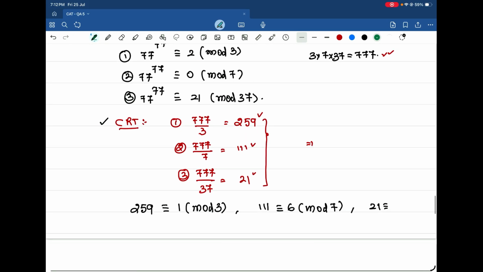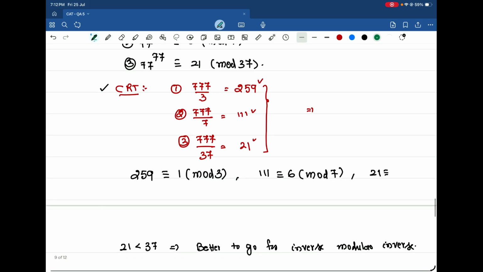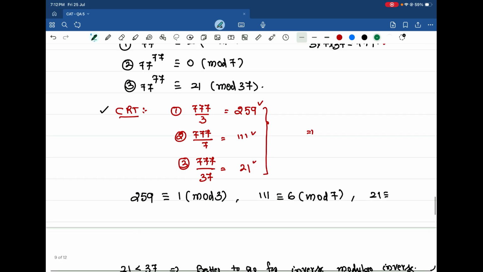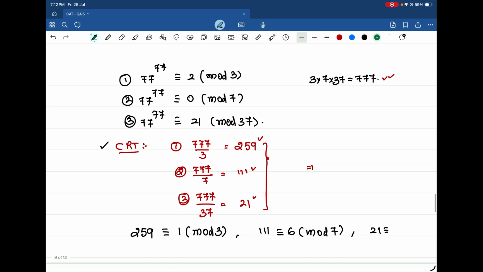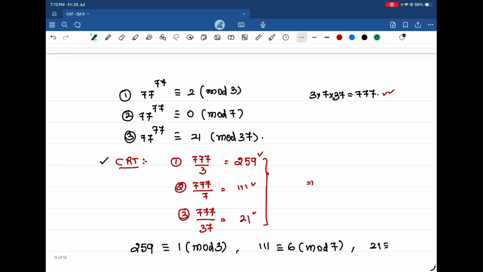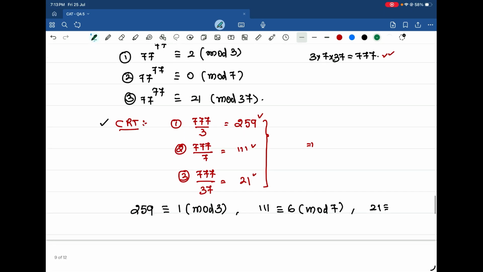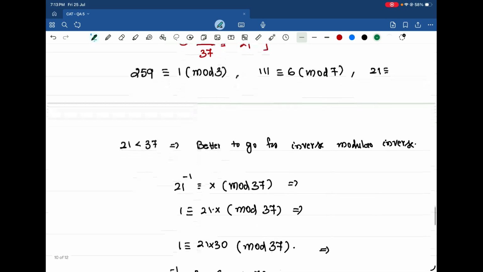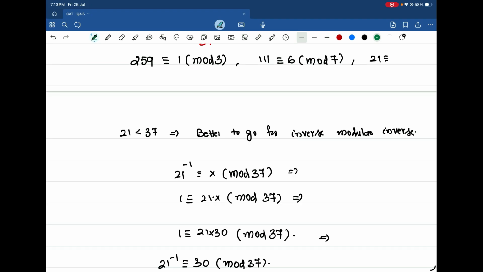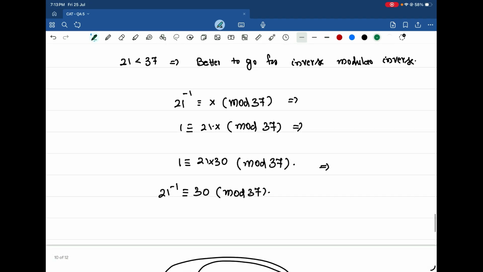Now 21 being a number which is lesser than 37, and also mod 3, this 259, when they are divided by individual mod numbers, 777 divided by 3 is 259, 777 divided by 7 is 111, 777 by 37 is 21. This 21, don't compare with the 21 of the other. This 21 is less than the mod value. Hence we have applied the modular inverse formula and we got the values.